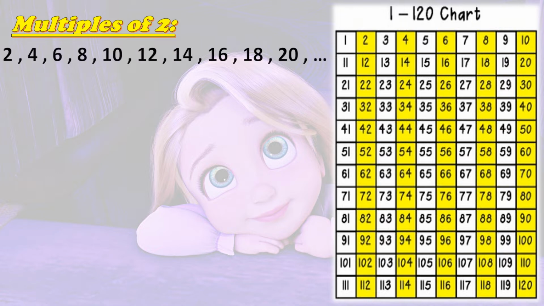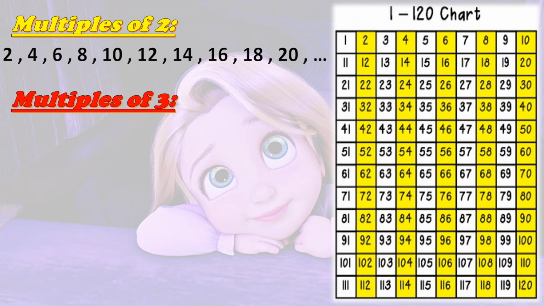I will write here the first 10 multiples of 2, which is 2, 4, 6, 8, 10, 12, 14, 16, 18, and 20. Okay, we can see here that all these numbers are even numbers. So multiples of 2, all the numbers here are even numbers.